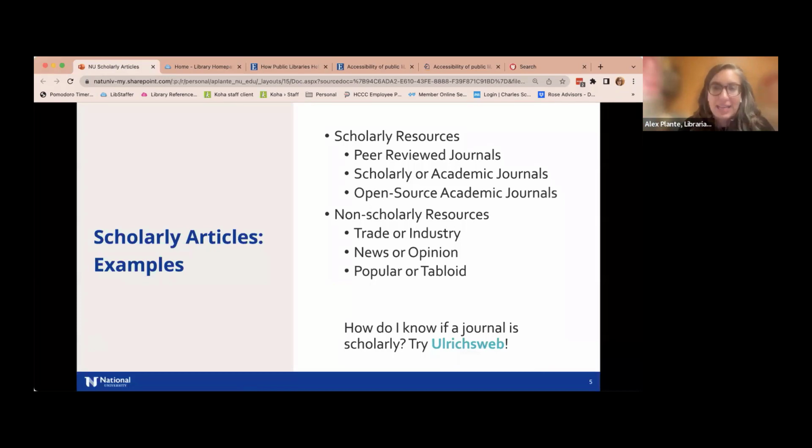There's scholarly or academic journals. Many of these are also peer-reviewed, okay? I don't want to get too into it today, but there are levels of peer review. The highest level of peer review is known as double-blind peer review, which basically means that, okay, I write an article about libraries and I submit it to, I don't know, Academic and Research Libraries Journal of America. It gets submitted to two peers and I don't know who they are.